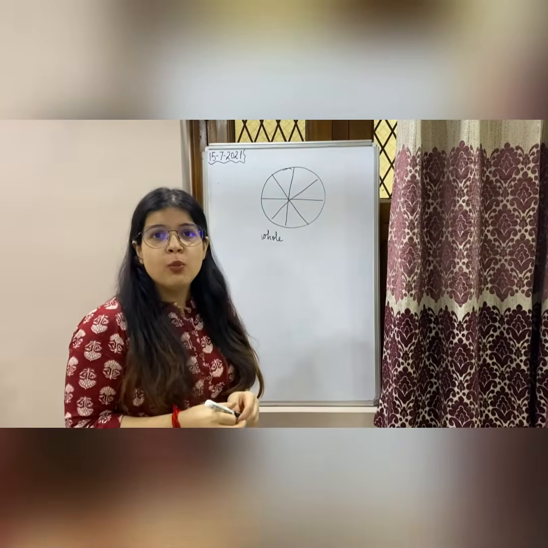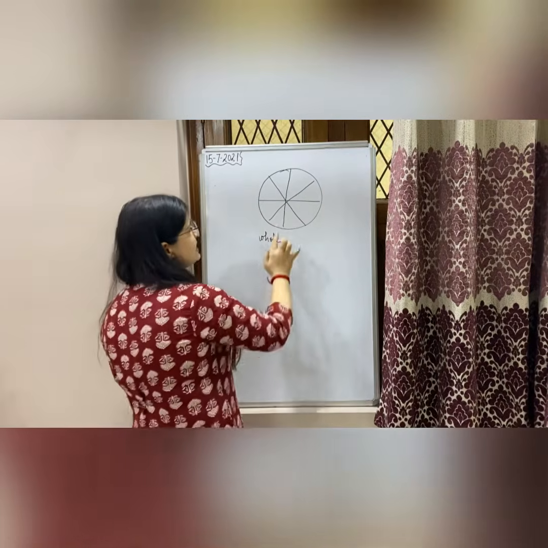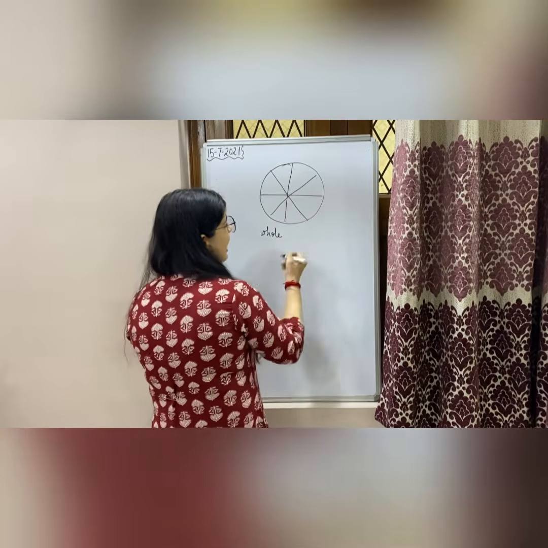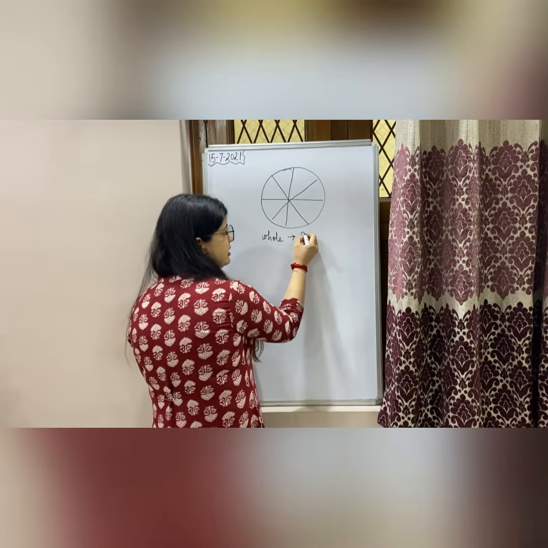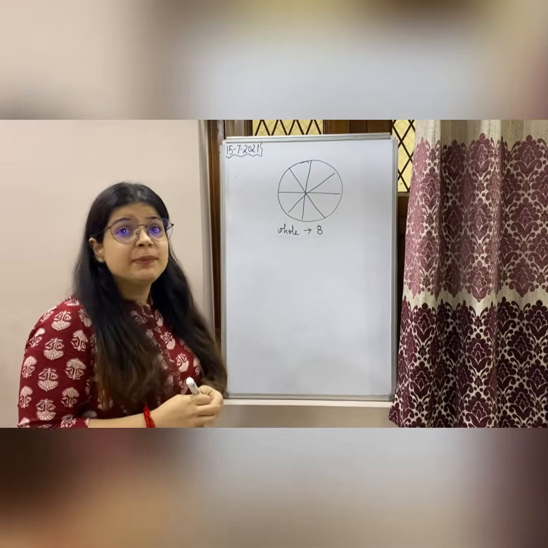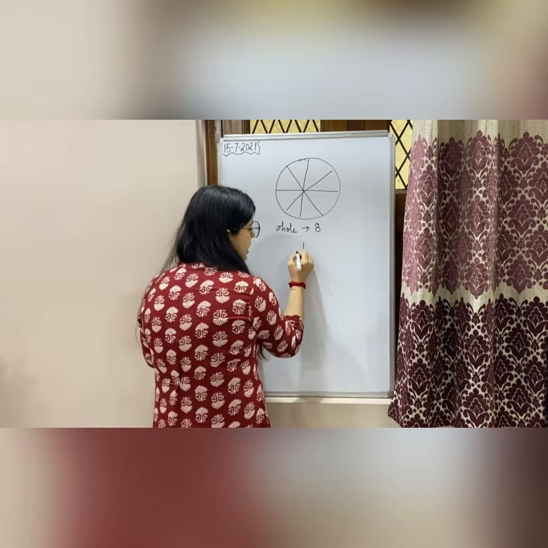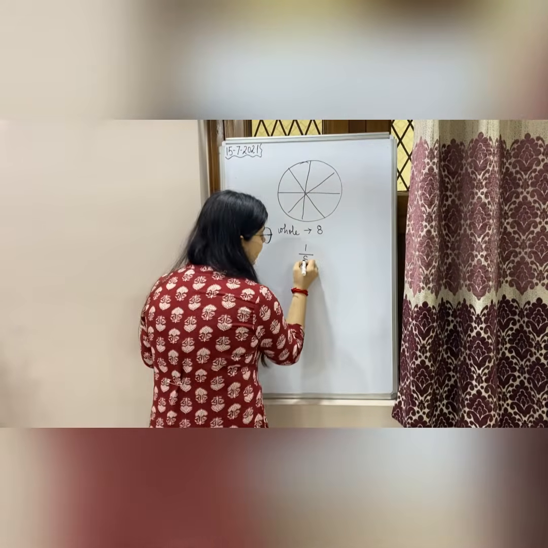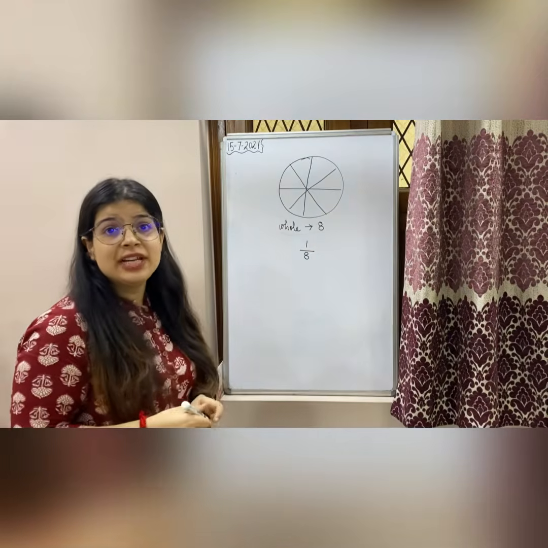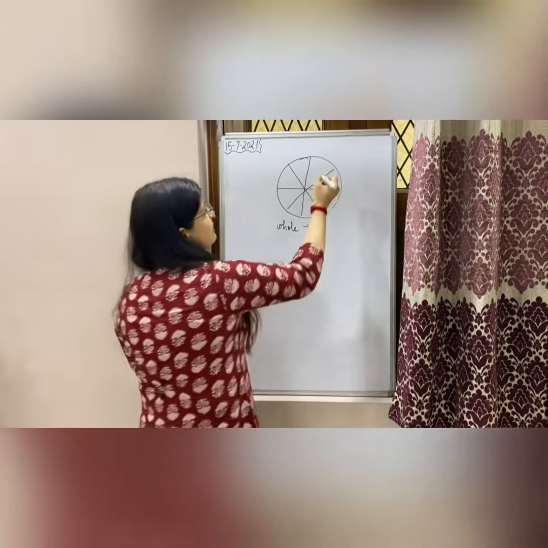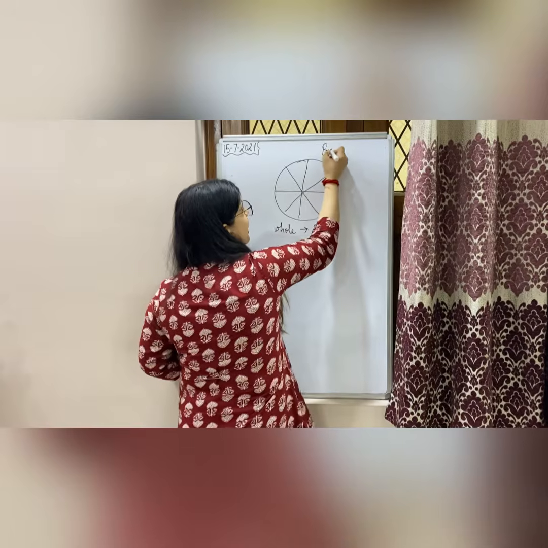If I take one part of it, how many parts are there? 1, 2, 3, 4, 5, 6, 7, 8. I have a total of 8 in it, right? If I eat one slice out of it, how much am I eating? I'm eating 1, but the total is 8. So whenever I have to show that I've eaten one part of it, I write that in this manner. This manner is known as your fraction.